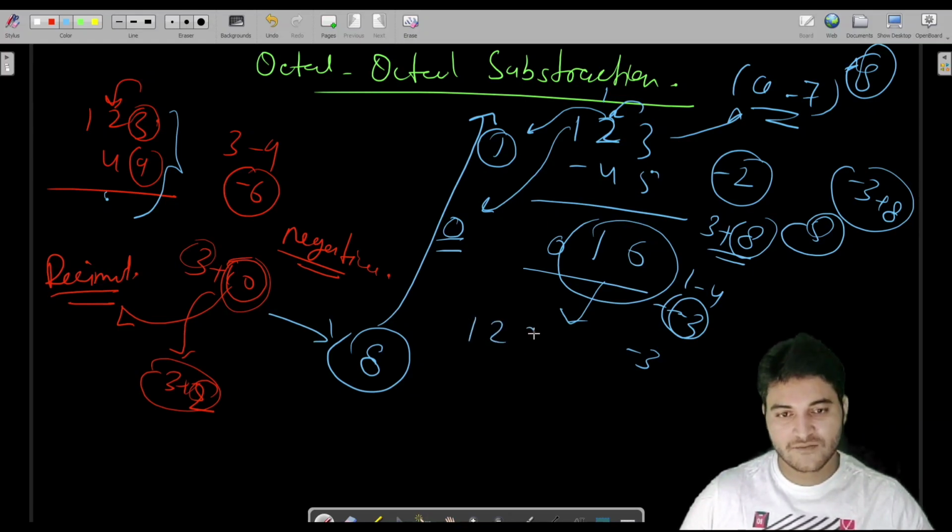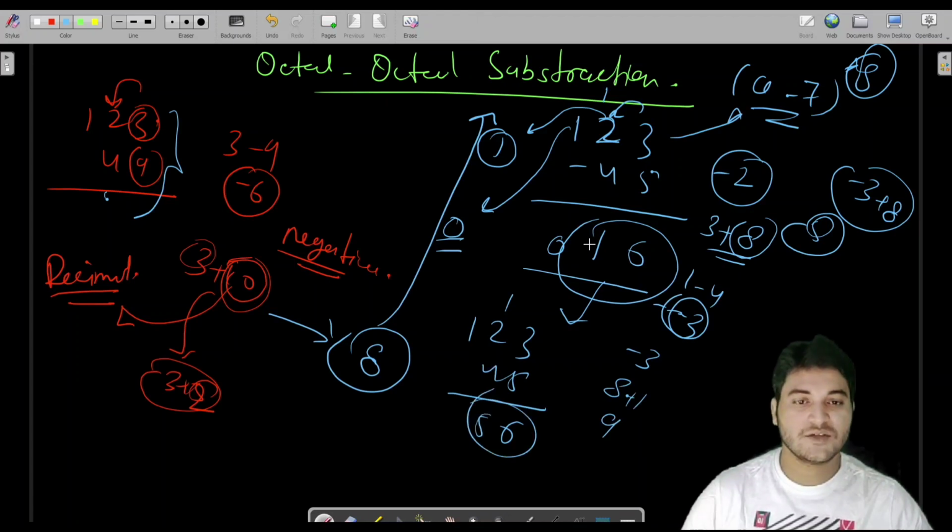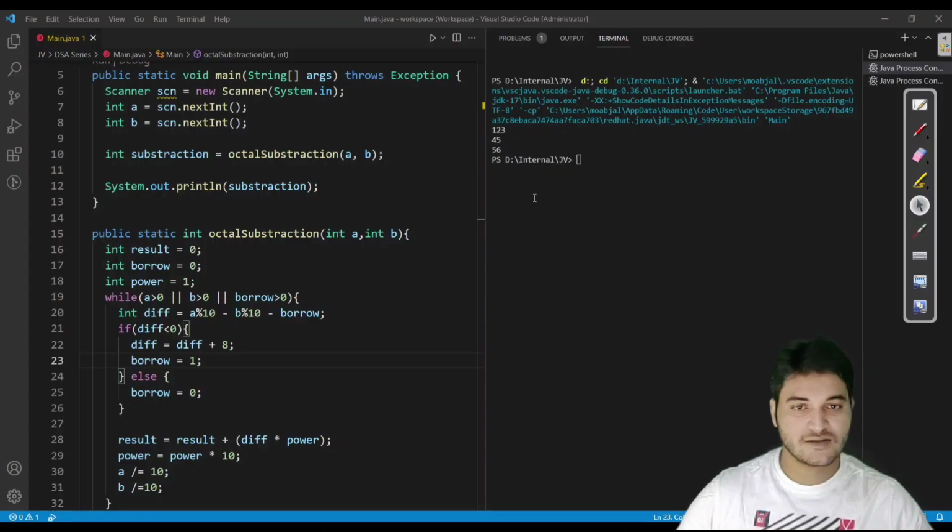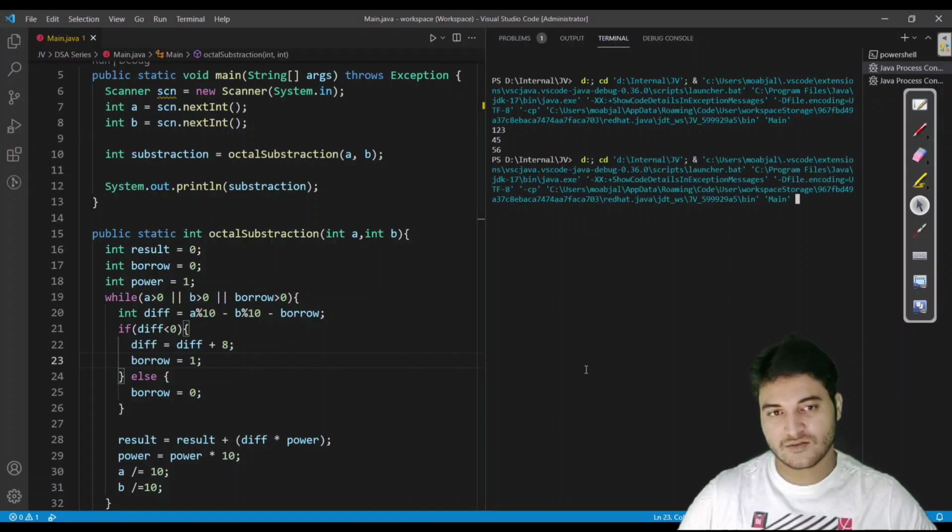Let us solve them again. 1, 2, 3, 4, 5. 13 minus 5 is, sorry, 11 minus 5 is 6, and here we got 1. So 1 plus 8 is 9. 9 minus 4 is 5. Yes, we have made a mistake here. So we have to write this way. So 56 we are getting as the answer. You can see we are getting the answer 56 also. That means our program is correct, but we made a mistake while exploring the test case.